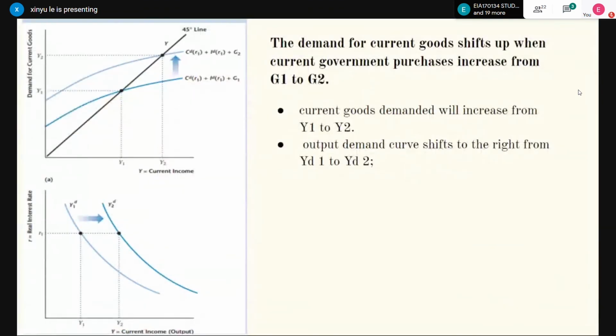Next, the model shows the demand for current goods shifts up when current government purchases increase from G1 to G2. This will make the current goods demand increase from Y1 to Y2, and the output demand curve will shift to the right from YD1 to YD2. Next.